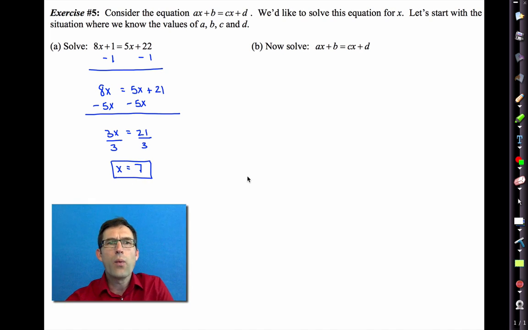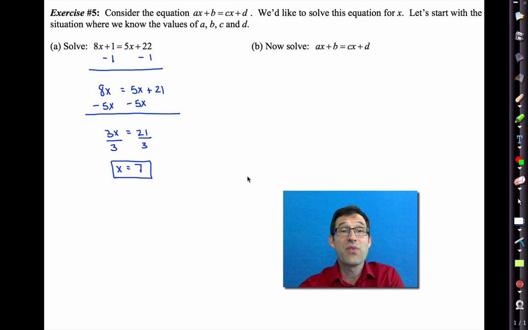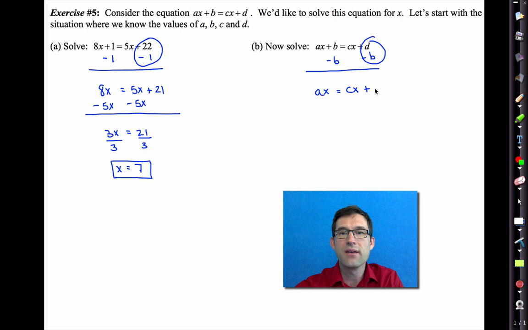Okay, so I want to do exactly the same thing in B, but again, this is going to be a little bit trickier. I'm going to try to mimic it step by step. First thing I did was I subtracted 1 from both sides. Here I'm going to subtract b. Now, like before, we combine these two terms. I can't really combine these two. The best I can do is put d minus b. It's the best I can do.